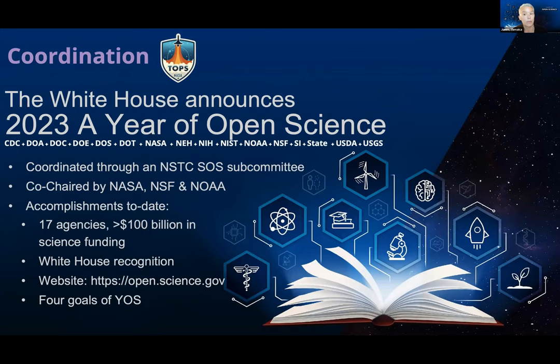The group is co-chaired by NASA, NSF, and NOAA, and in its first few months set forth 4 goals for the year, including establishing strategic approaches towards open science, increasing openness and transparency of review processes, accounting for open science and activities in review, recognition, and incentives, and doing all of the above while engaging communities that have been historically underrepresented in the practice of science.